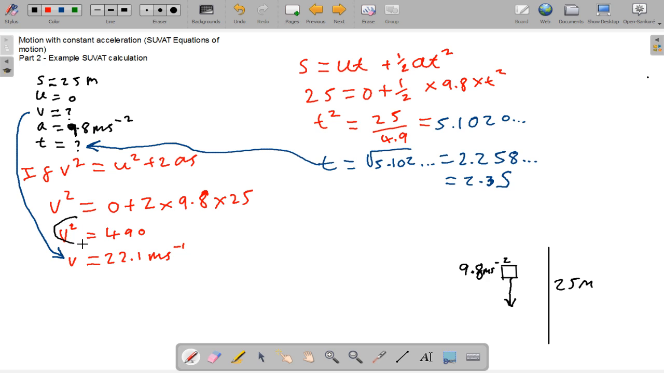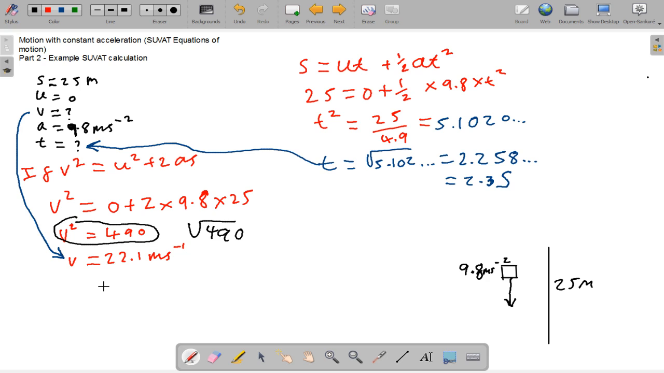Given v squared equals 490, taking the square root of 490, this equals 22.1 ms minus 1. And then to find t, you use s equals ut plus half at squared. Then 25 equals 0 plus half times 9.8 times t squared. So then you rearrange to make t squared equaling 25 over 4.9. So half times 9.8 is 4.9.